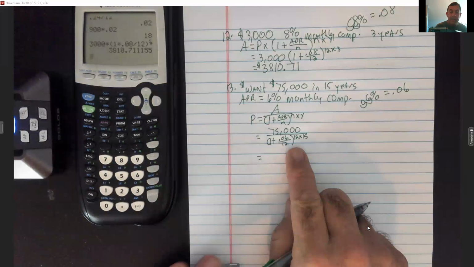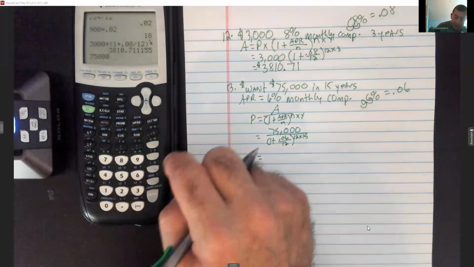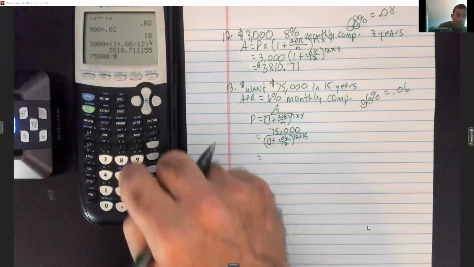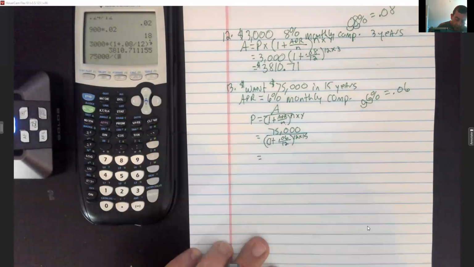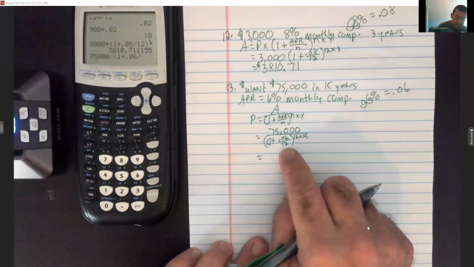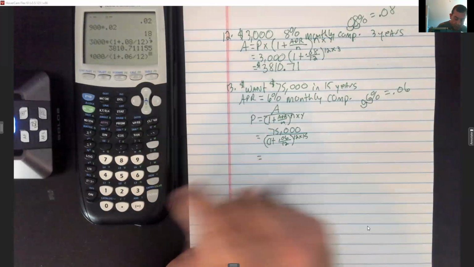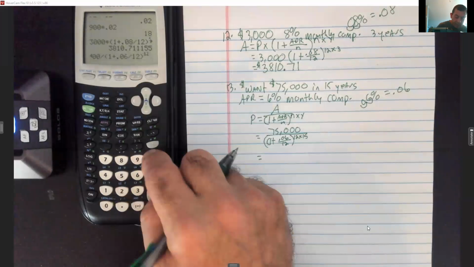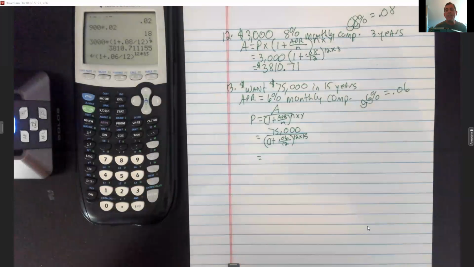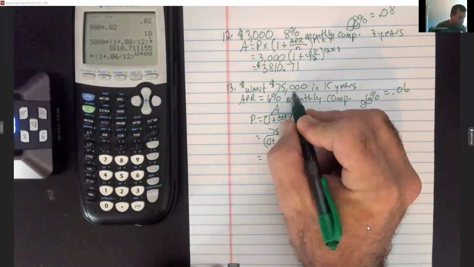All right, so watch how I do this. On the calculator, you got to do the 75,000 divided by, you got to put the whole bottom in parentheses. So parentheses, 1 plus 0.06 divided by 12, close your parentheses, and then arrow up to get the exponent, which is 12 times 15. So this is going to tell me how much money I got to deposit into the bank account in order to have $75,000 in 15 years.